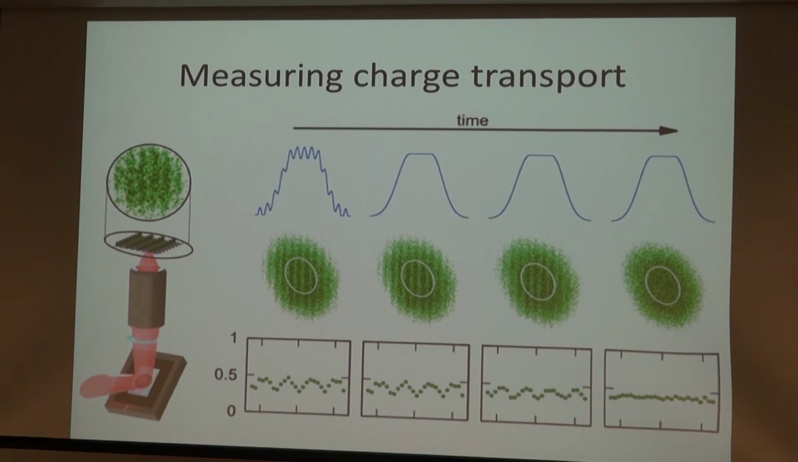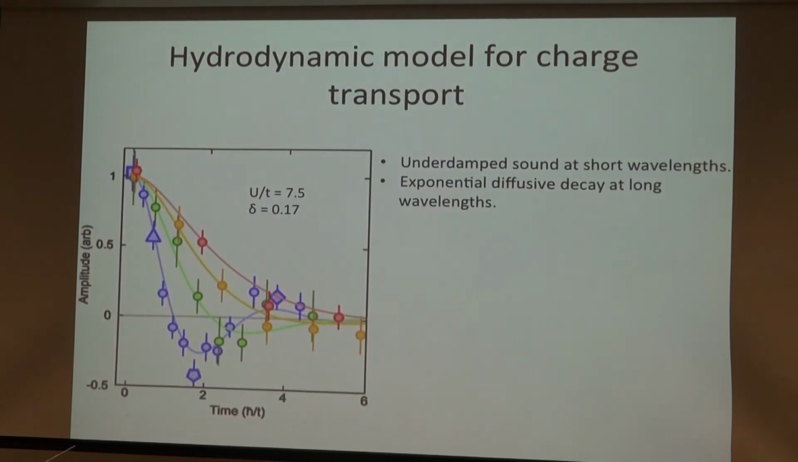So here's what we see. We can vary the wavelength of the modulation. At long wavelengths, it just decays; we find that the amplitude of the modulation decays exponentially. At shorter wavelengths, we see a bit of an underdamped oscillation. We've done this at, again, a U over T of about 8. The doping is about 17%, so for the cuprates, this would be close to the conjectured quantum critical point.